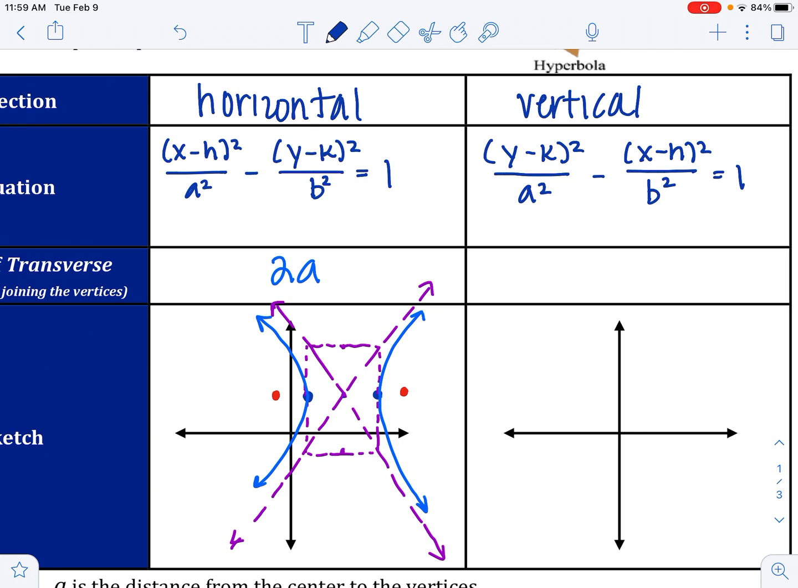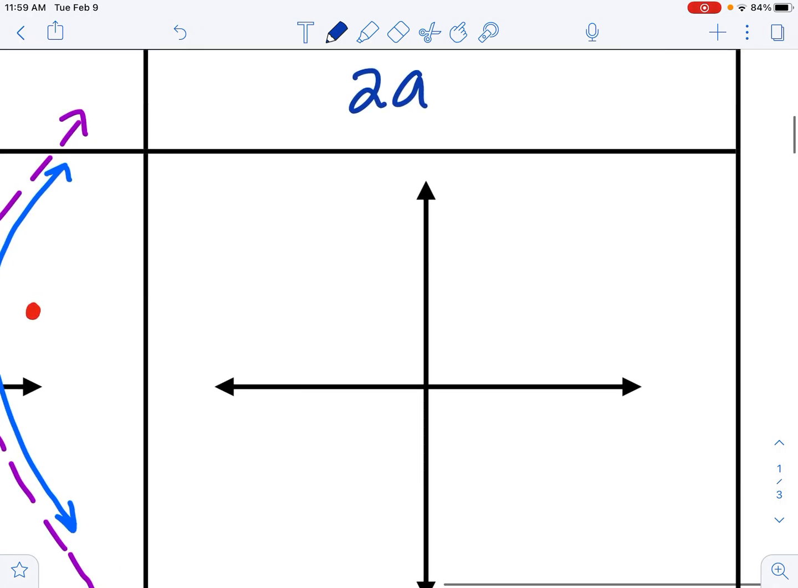So no matter what, the first thing is A squared, not the biggest one. The second one's B squared, no matter what. How can I tell if it's vertical or horizontal? By looking at the numerators. If it's x y, it's horizontal. If it's y x, it's vertical. Transverse axis is still 2a.